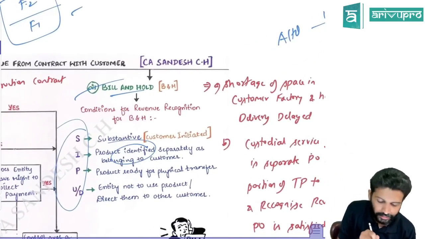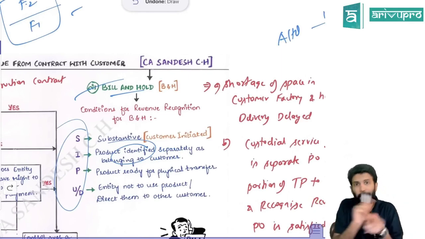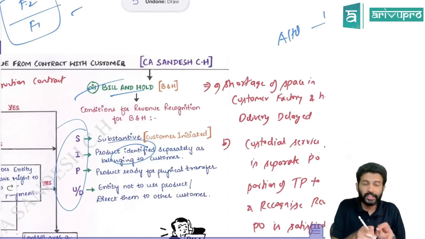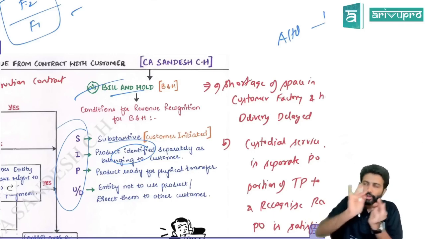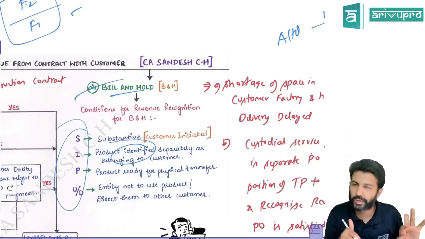This product should be identified as belonging to the customer, meaning you should not mix it with other goods, because these are not your goods. They belong to the customer because you already booked the revenue, right? So you should store them separately. That's what I stands for.